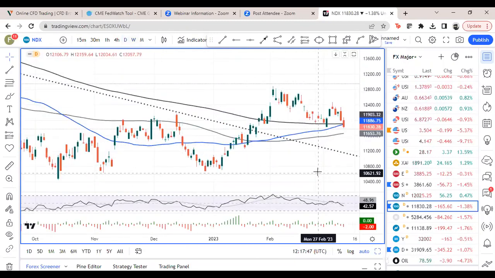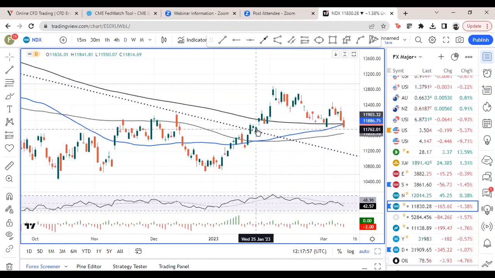If we just go to the daily, you've got the 200-day moving average now. We just moved below that, 11,903, and just sort of hit lows not seen since sort of back end of January. You've got the fib level there as well in the NASDAQ.